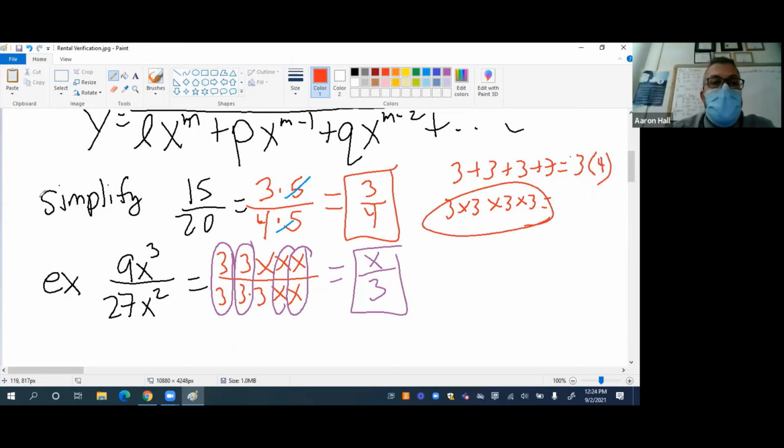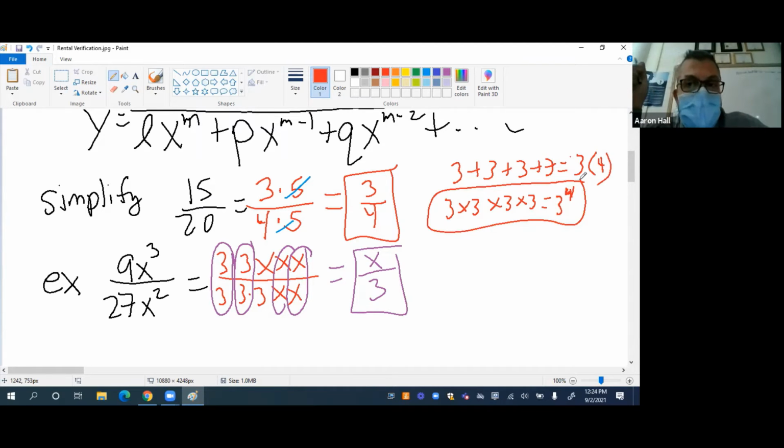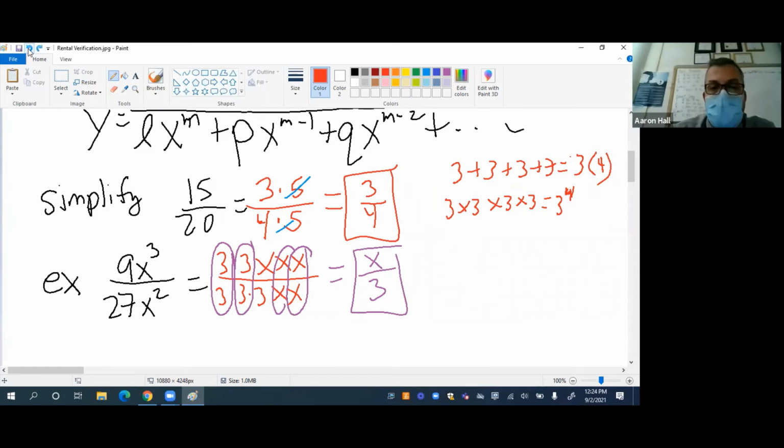3 to the power of 4. Yep, 3 to the power of 4. Now, based upon this simple concept, mathematicians have seen patterns. And based upon those patterns, they've come up with laws.